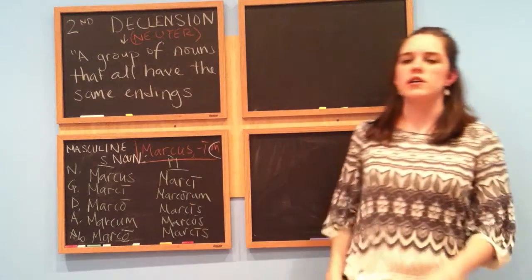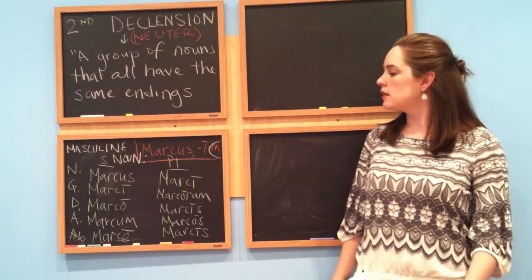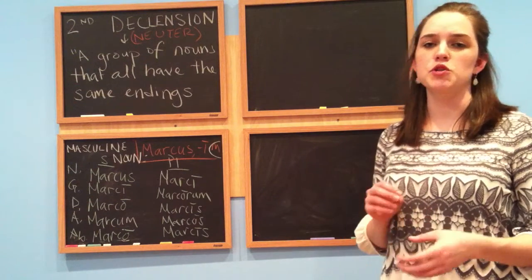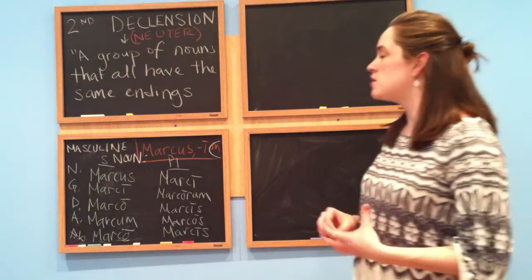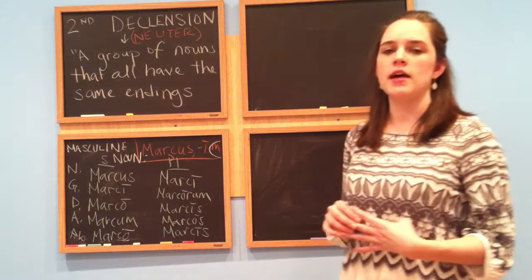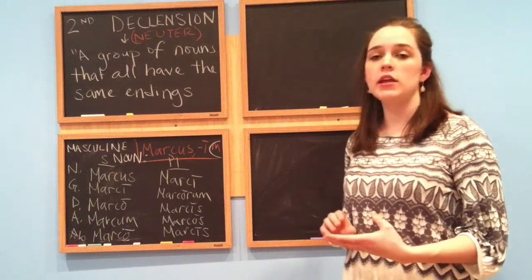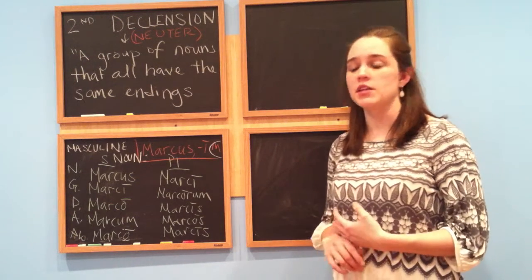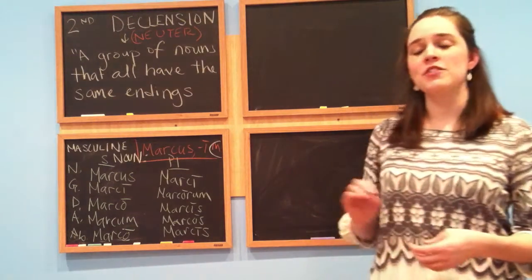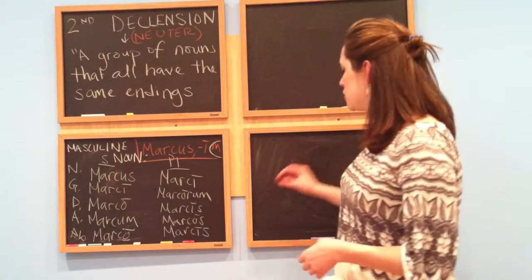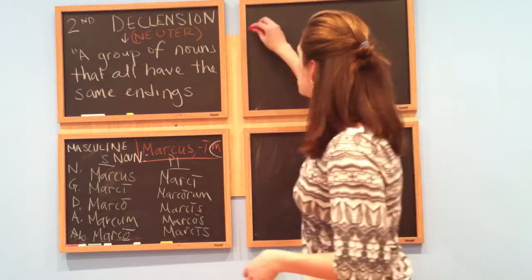Okay, this is part 2 of our second declension lesson. In this lesson, we're going to decline some neuter second declension nouns. I said in the last video that in the second declension, all the nouns are either masculine or neuter in gender, and they have slightly different endings depending on which one they are. So the neuter endings are as follows.